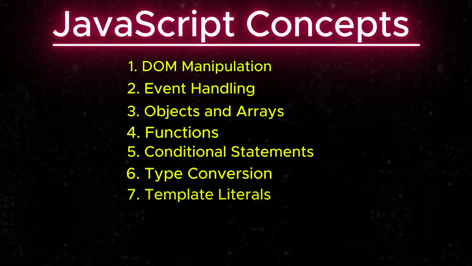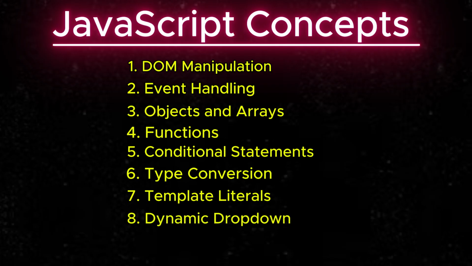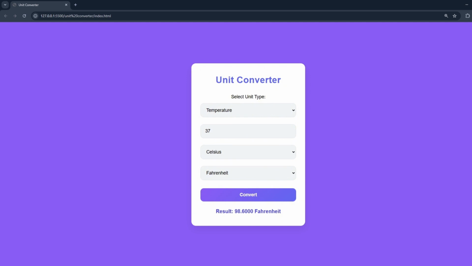After that, you will learn template literals to display results in a readable, dynamic way. After that, you will learn dynamic dropdowns to populate select elements based on user selection, enhancing interactivity. And at the end comes mathematical calculation. You will perform real-world calculations for unit conversions. By the end of this project, you will not only have a working unit converter, but also a solid understanding of these fundamental JavaScript concepts that you can apply in any project. Let's get started and jump to the coding part.